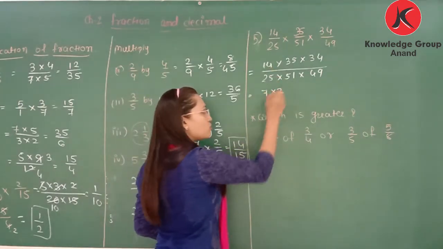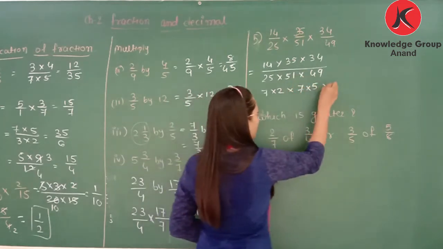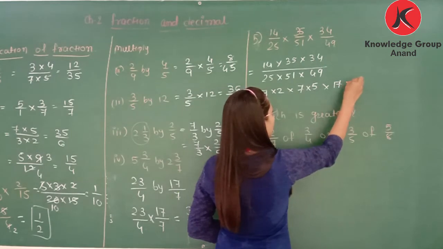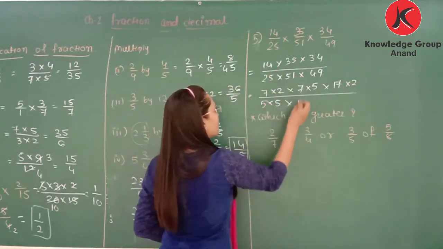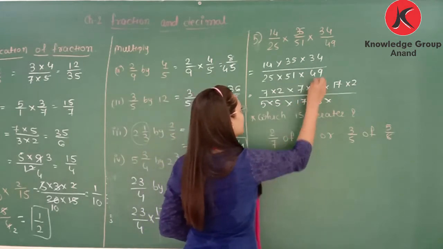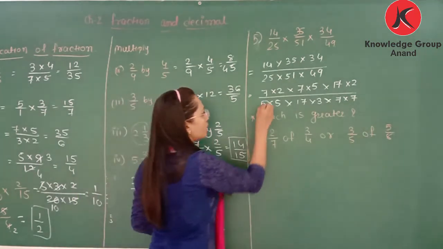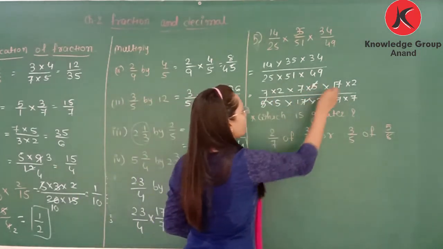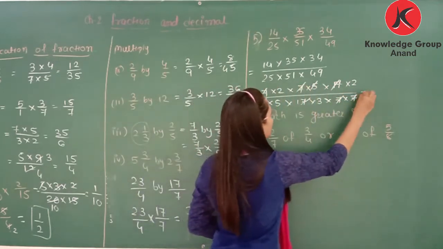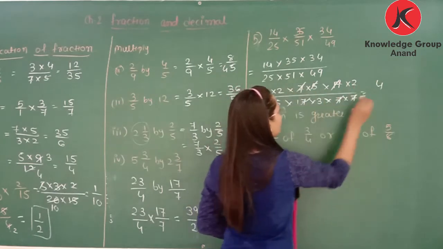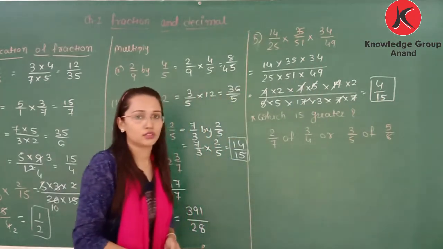14 can be written as 7 2s are 14. 35 can be written as 7 5s are 35. 17 2s are 34. For the next, the remaining 5 5s are 25. 17 3s are 51 and 7 7s are 49. Now it will be easy to cut the common factors. So here 5 can be cancelled out, 17 is cancelled out, 7 7 cancel. So now we get 2 2s are 4, 5 3s are 15. So this will be the answer of multiplication of these fractions.